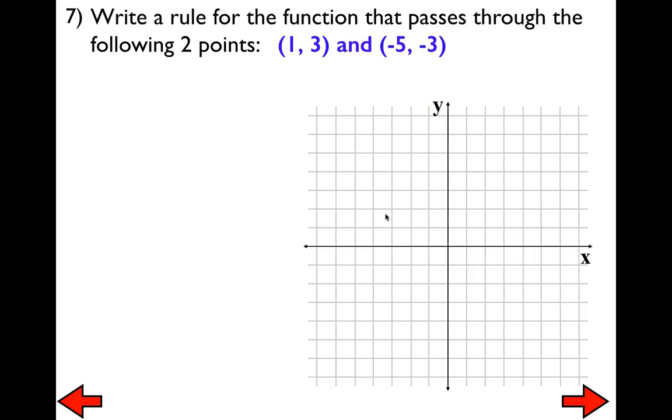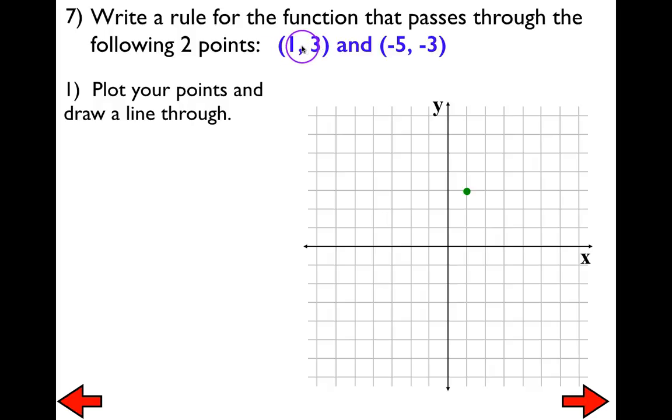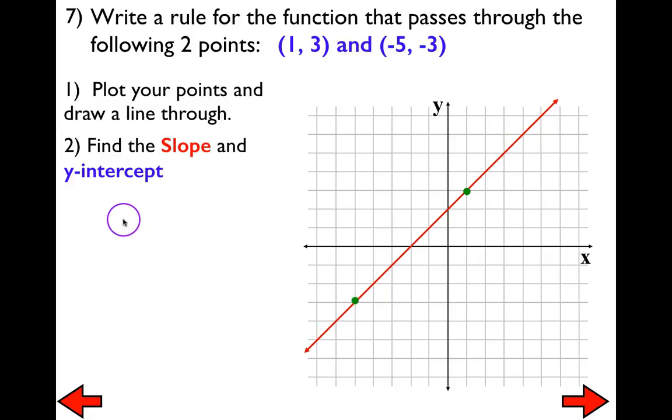Okay, so now they're asking us to find the function rule that passes through two given points. So what we can do is go ahead and graph it and then do what we've been doing earlier. So I'm going to graph 1, 3 and -5, -3. Now that I have these 2 points, I'm just going to go and extend my line. Now with this, I'm able to figure out what my slope is and what the y-intercept is.